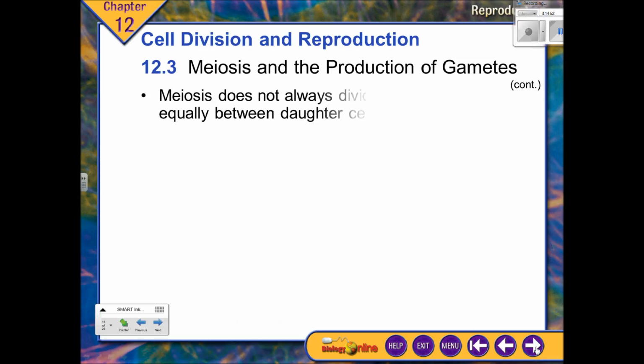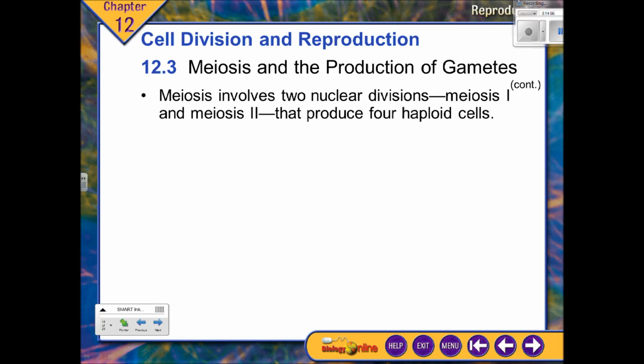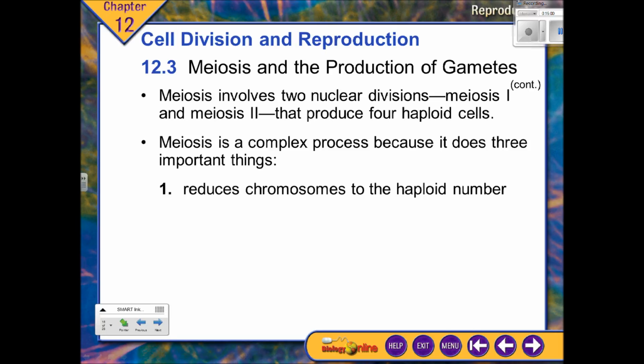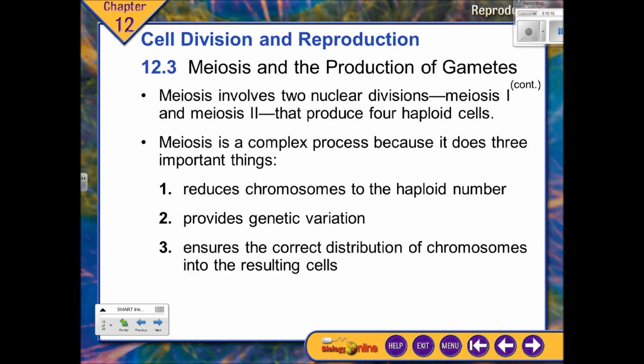Okay, so then that said, actually let me go back. Did it skip something? So again, with the 2 divisions, you get 4 cells. Now, the important thing to remember about meiosis is it is reducing the chromosomes, which needs to occur to make haploid, so that 2 haploid can fuse and get back to diploid. And again, it's providing genetic variation.